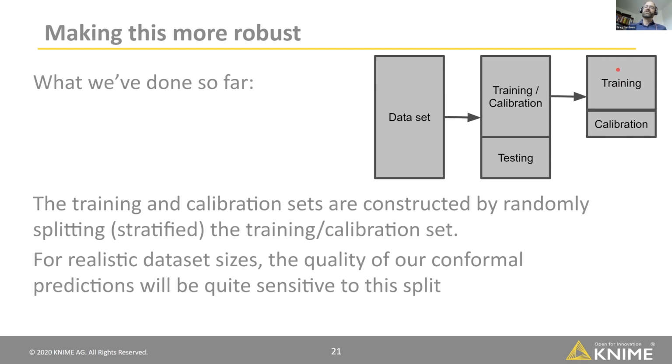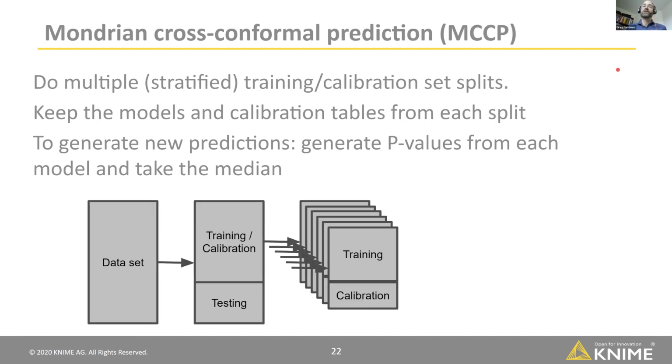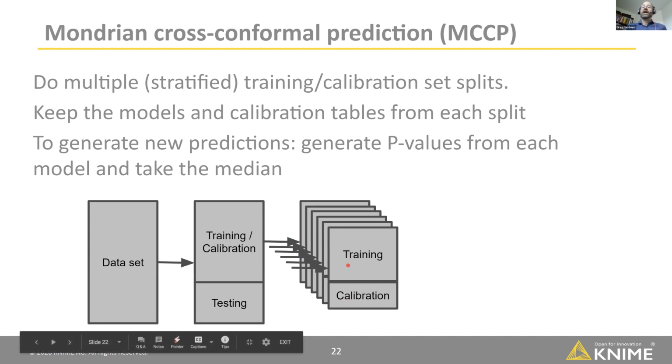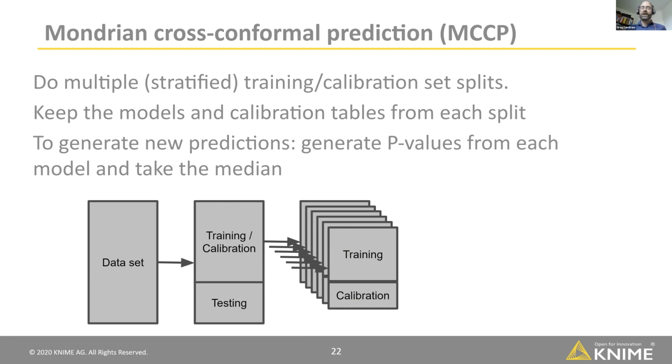So the way we work around that problem, as you might imagine, is we do this multiple times. And we switch from doing Mondrian conformal prediction to Mondrian cross-conformal prediction. So we take that training calibration set and split it multiple times into training and calibration pieces. For each of those, we generate a model and a calibration table, and we save all of the models and all of the calibration tables. At the end, when we want to make a prediction, we generate p-values from each model and calibration set, and then take the median p-value in order to get the prediction. That median p-value is compared to our target error rate and gives us the actual prediction.